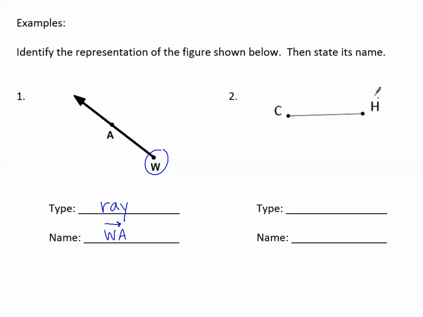Number 2, can you think about what that is? Did you say segment? You would be correct. This is a segment because it has endpoint, endpoint, 2 endpoints. So we could name it CH or HC. Because there are 2 endpoints, it doesn't matter which one goes first.